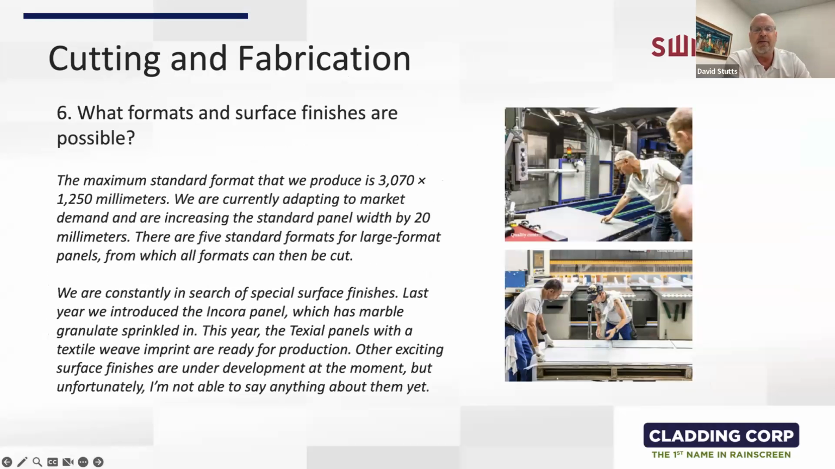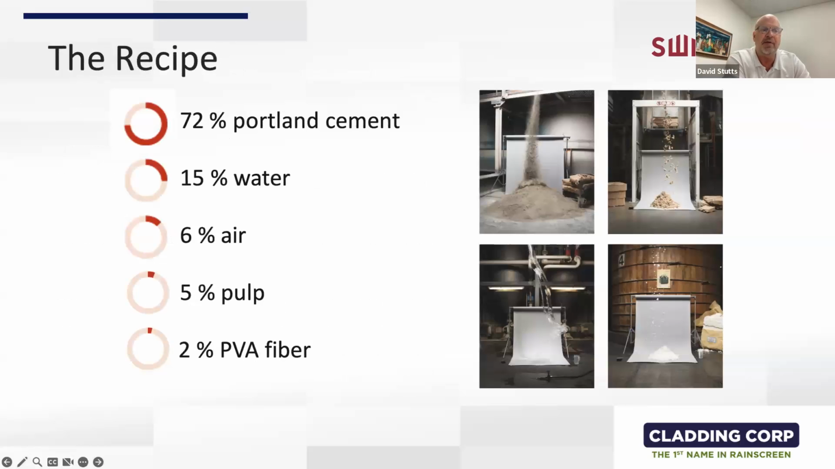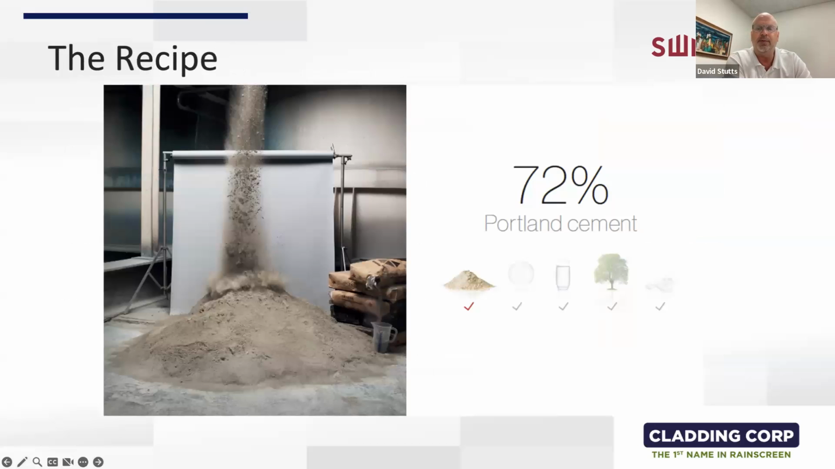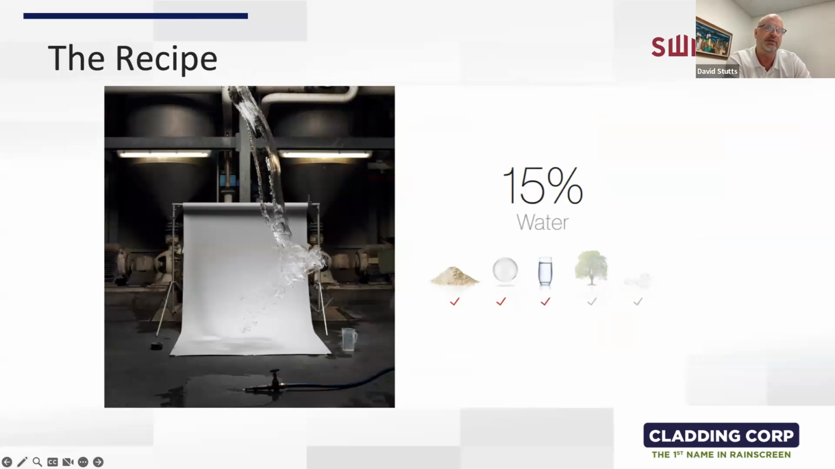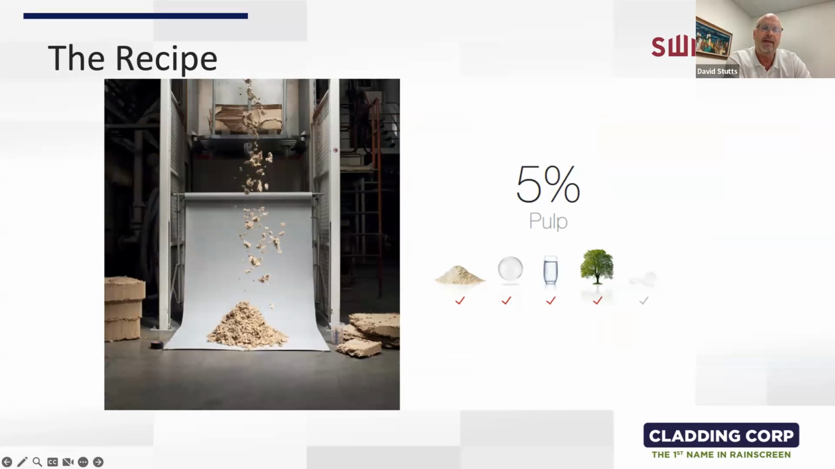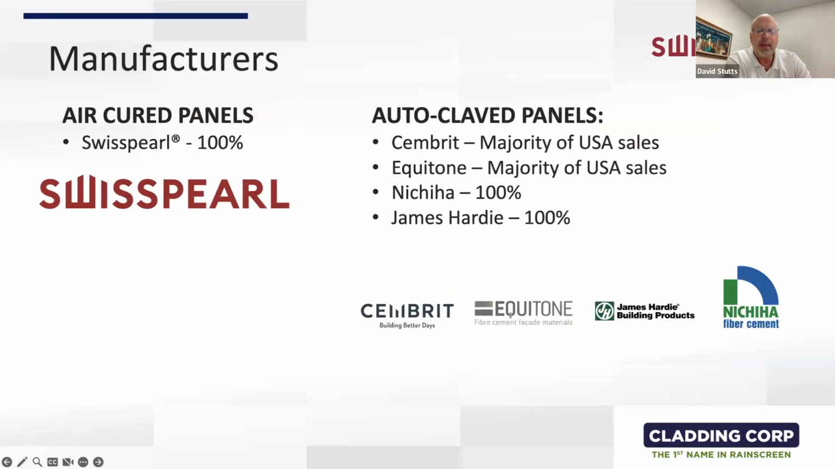Those are all the elements that we have focused on as an entity there at the factory in Switzerland. But from there, a quick overview again, our recipe is pretty straightforward. It's Portland cement, water, air, pulp, and PVA fibers. And I'll just go through a couple slides real quick of just looking at these different materials. A very natural product, as you can see. In the United States, we focus on Swisspearl, and 100% of our panels are air cured.